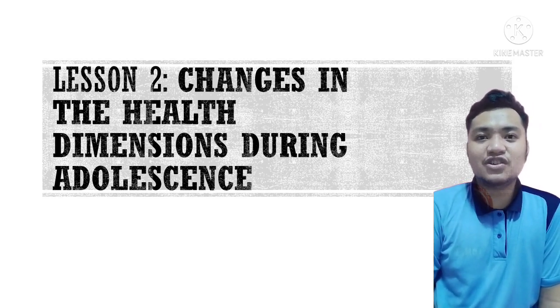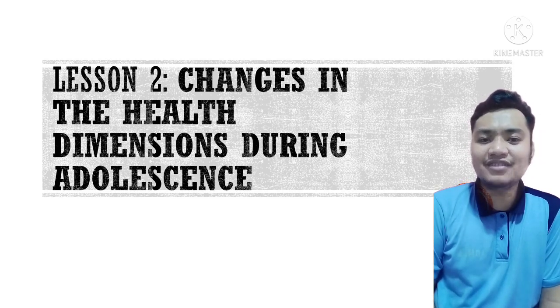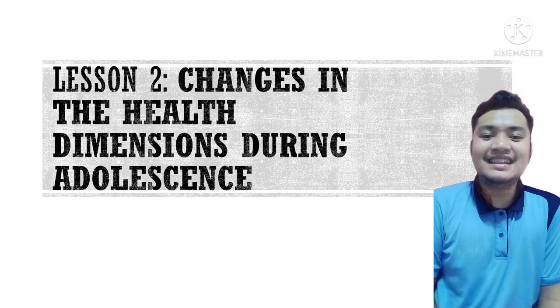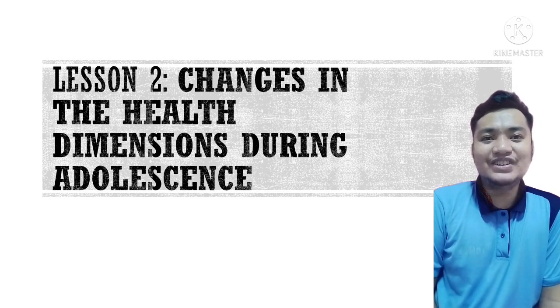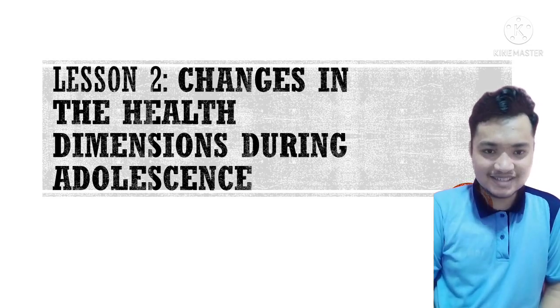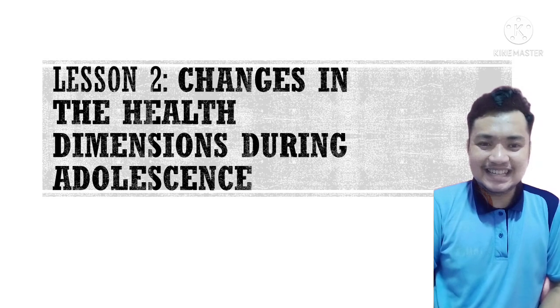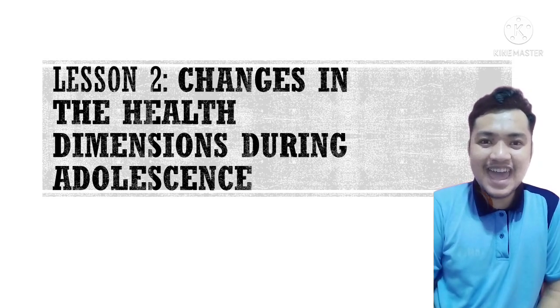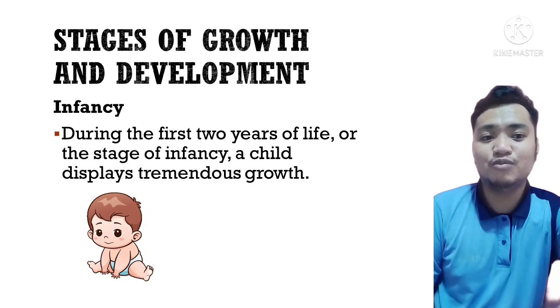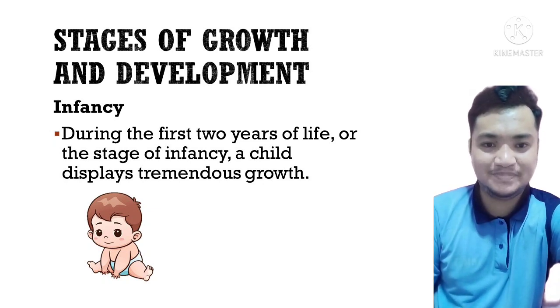Number 3 is construct the similarities and differences of characteristics or changes of adolescents that are shared by both. And lastly, value the changes in the health dimension during adolescence. So, let's get started. Let's start to discuss the stages of growth and development.